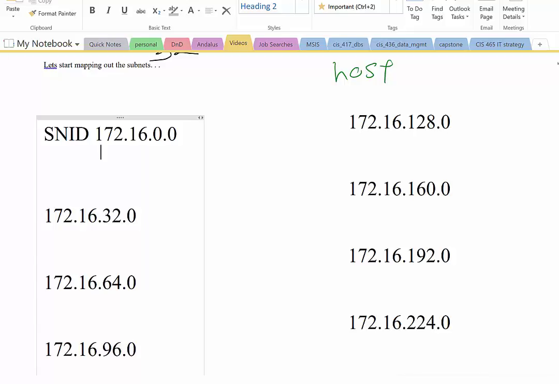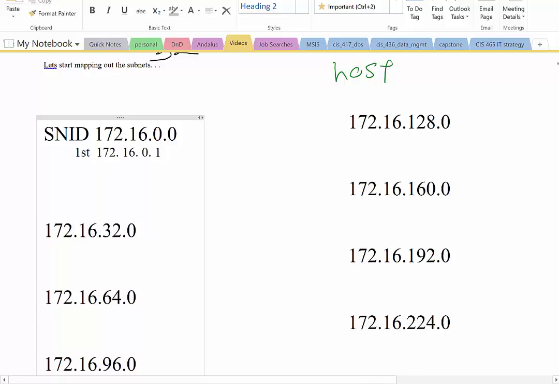All right, so 172.16.0.0 is the ID, the IP address of the subnet itself. The first usable host in here will be 172.16.0.1. And then I usually put LST for last usable host or something like that.